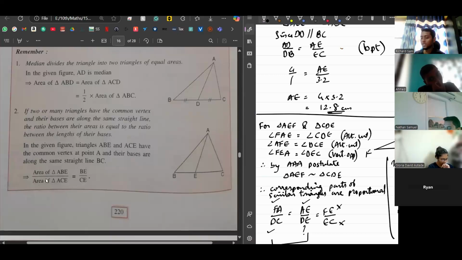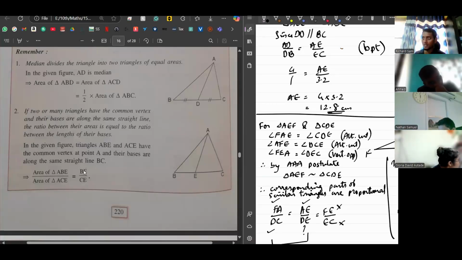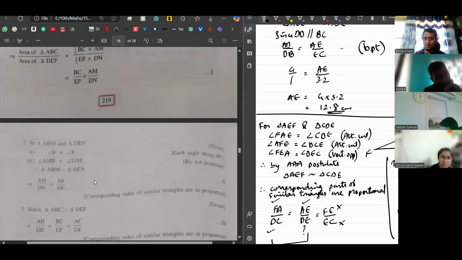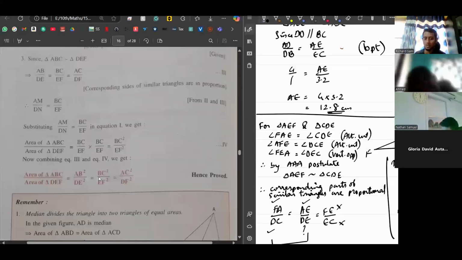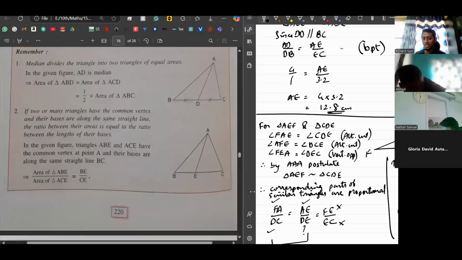See, they've given it as an equation here. Area of triangle ABE upon area of triangle ACE will be BE is to EC. No square and all here. That square is when? The square is if the two triangles are similar. Here, are the two triangles similar? No. They just have a common base and a common vertex. What is common? The base is common and the vertex, the point on top, is common for both the triangles. Then only we can apply this small theorem.